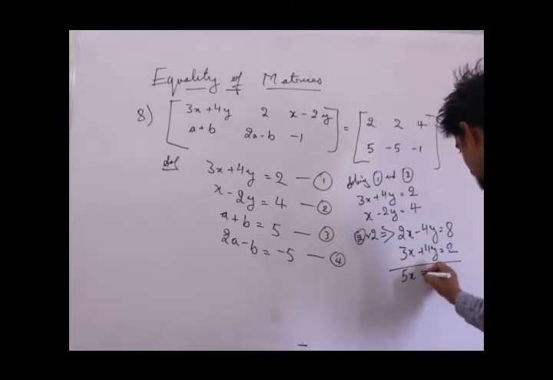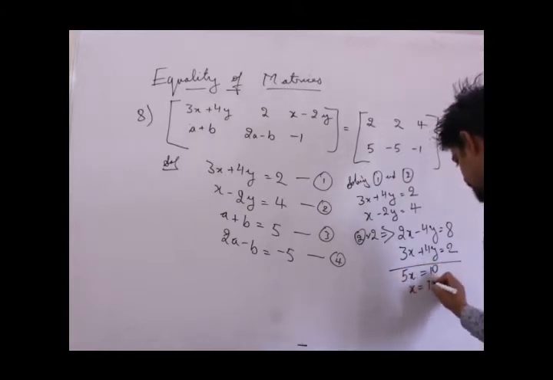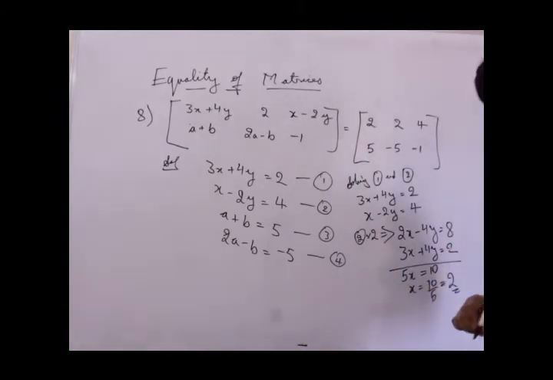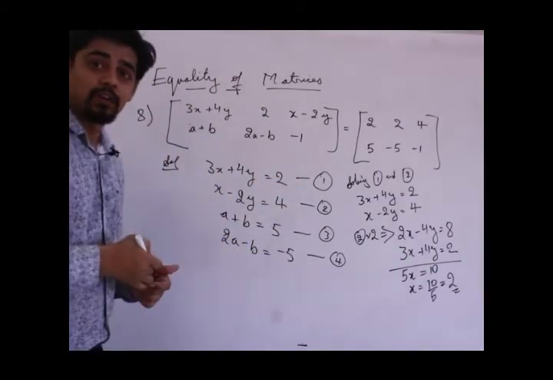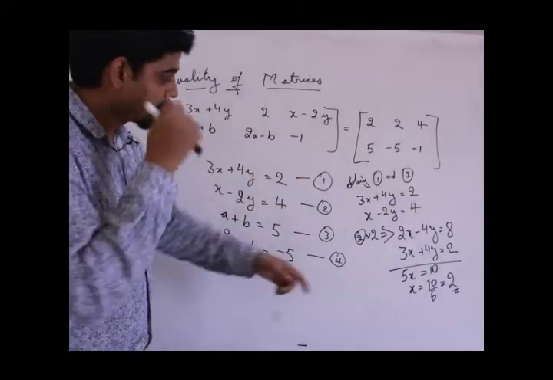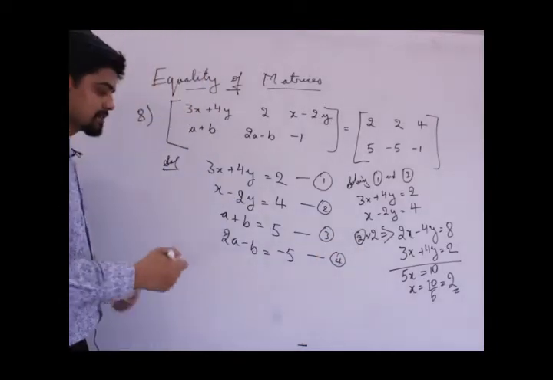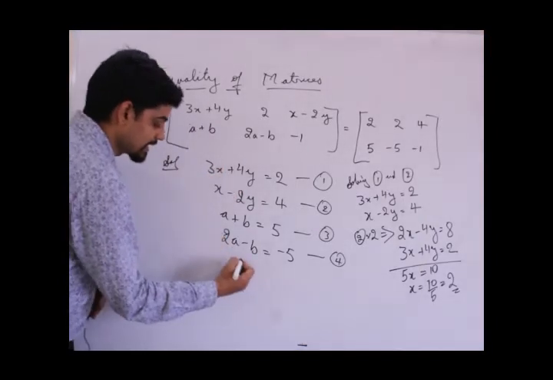5x will get cancelled out, and the right side is 10. So x is equal to 10 upon 5, which is equal to 2. I hope everyone can see how to solve it. So x has a value of 2. Substitute it in any of the equations, first or second. I am substituting it in the second.